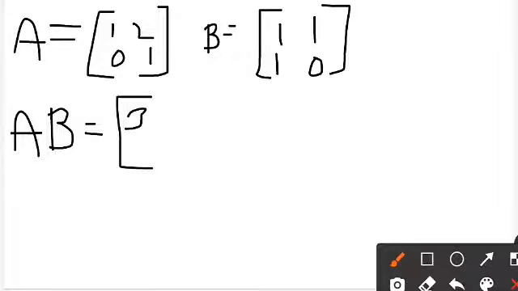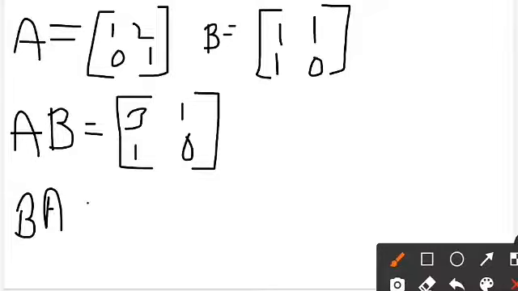Then here will be 1, here will be 1, and here will be 0, right? And now we will check BA. So BA will be equal to, here it will be 2, here it will be 3, here it will be 1, and here it will be 2.